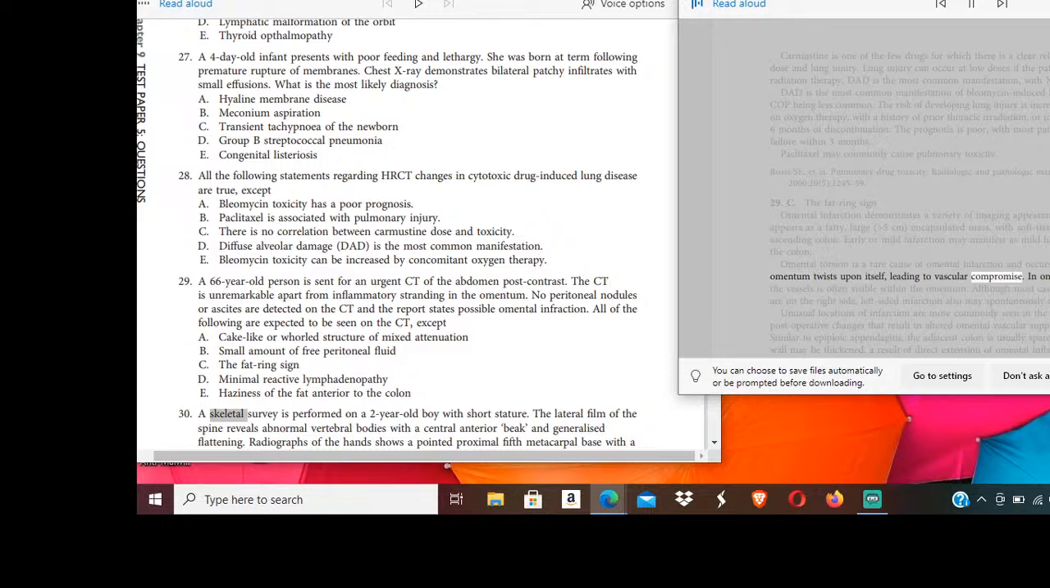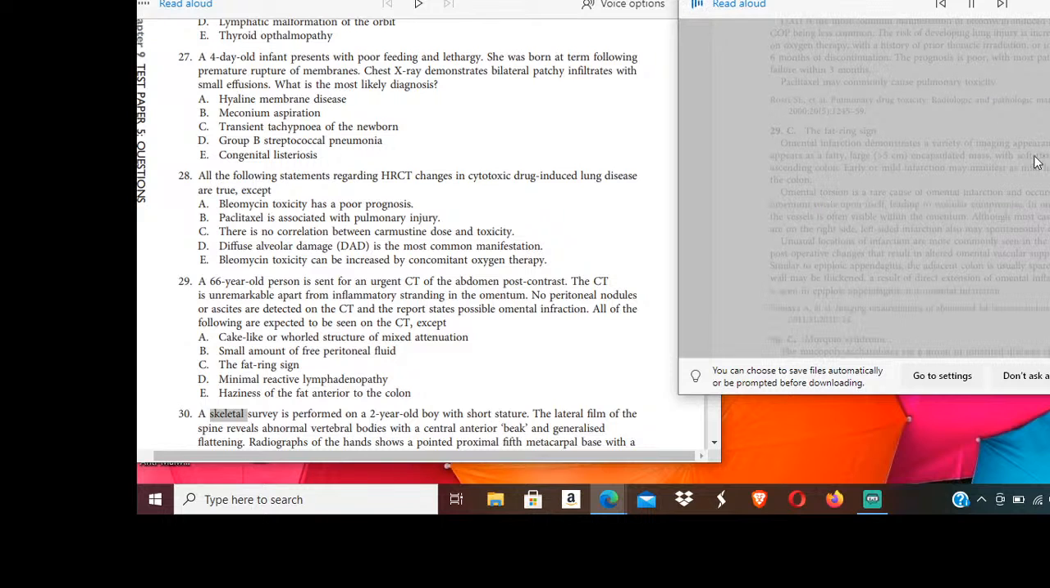leading to vascular compromise. In omental torsion, swirling of the vessels is often visible within the omentum. Although most cases of omental infarction are on the right side, left-sided infarction also may spontaneously occur. Unusual locations of infarction are more commonly seen in the setting of surgical trauma or post-operative changes that result in altered omental vascular supply and subsequent infarction.